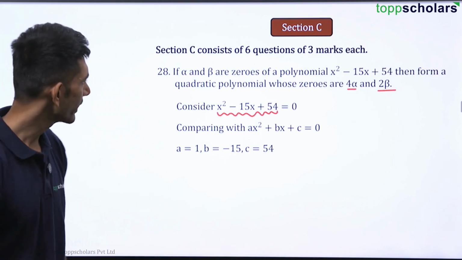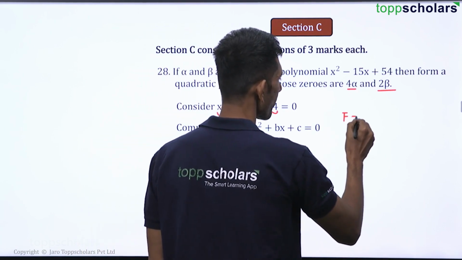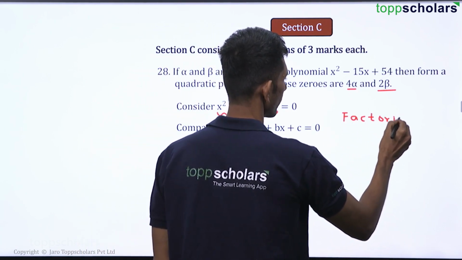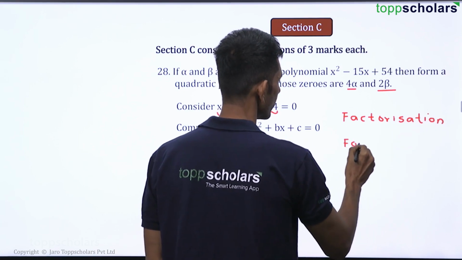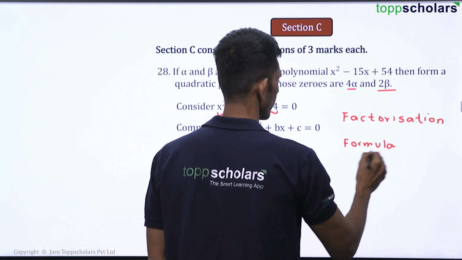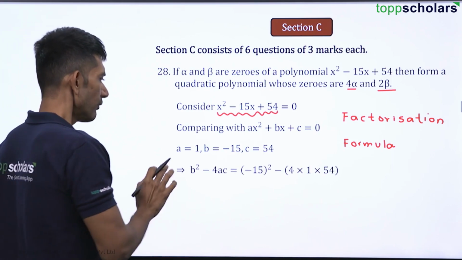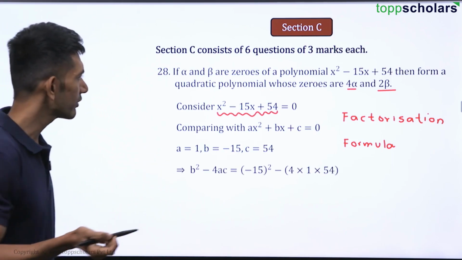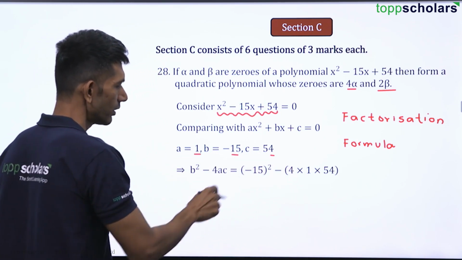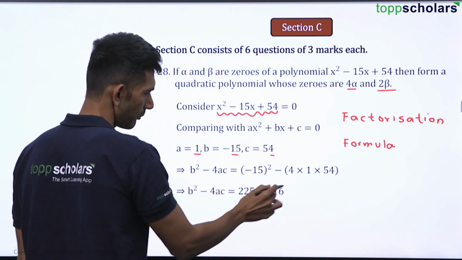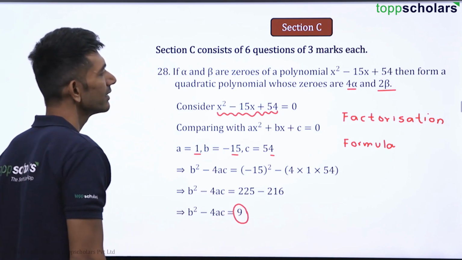So there are two ways of doing it. Either you solve this with the help of the factorization method, or you can solve this by the formula method. The choice is yours. Let us go ahead with the formula method. For that we need the discriminant, that is b square minus 4ac. b square, minus 15 square, minus 4 into 1 into 54. So that is 225 minus 216, that gives you 9. So b square minus 4ac is 9.